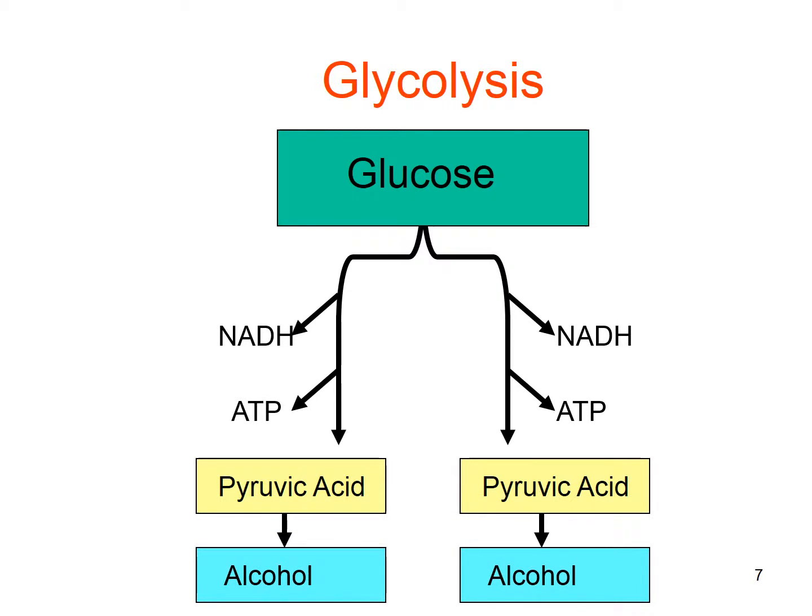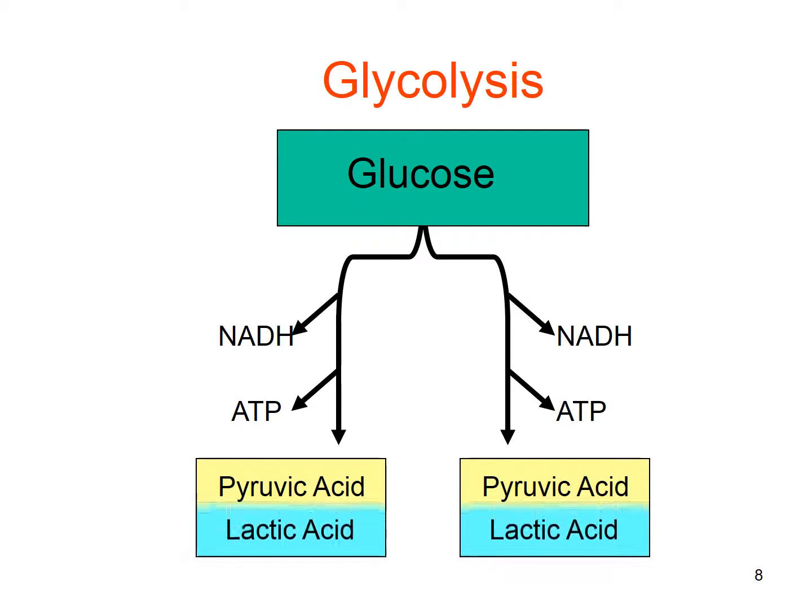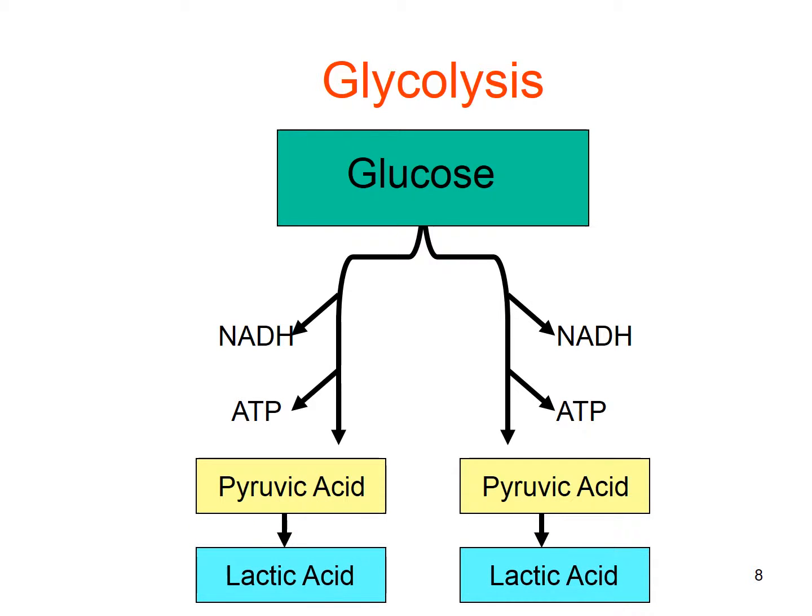Oh, we also can turn that pyruvic acid into alcohol if you're yeast. Yeast have the ability to convert that pyruvic acid to alcohol, and that's how they generate ATP. Now, we do it slightly differently. We don't make the alcohol. Instead, what we will make is lactic acid.